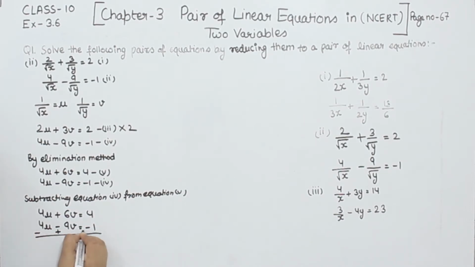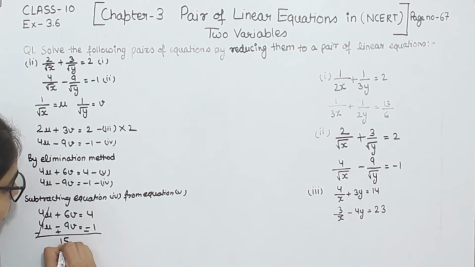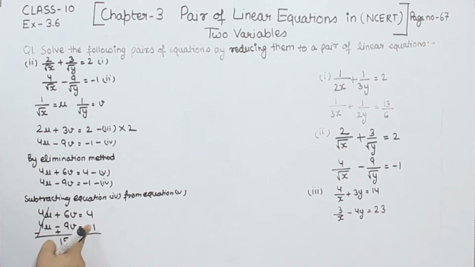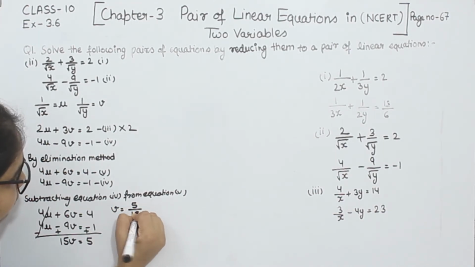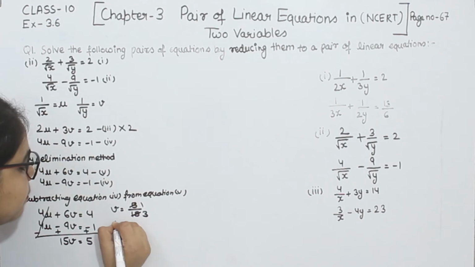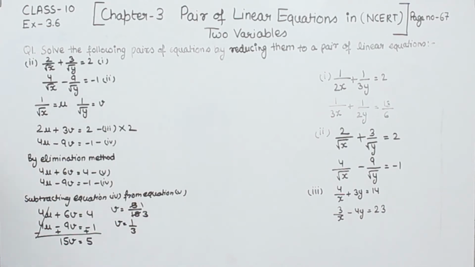Now we are going to change the signs. Now 4u and 4u cancel. Here we have plus and plus, so we get 15v, and on the right side minus and plus, this is the plus, so we get 5. So the value of v is 5 by 15. 5 ones are 5, 5 threes are 15. So the value of v is 1/3.